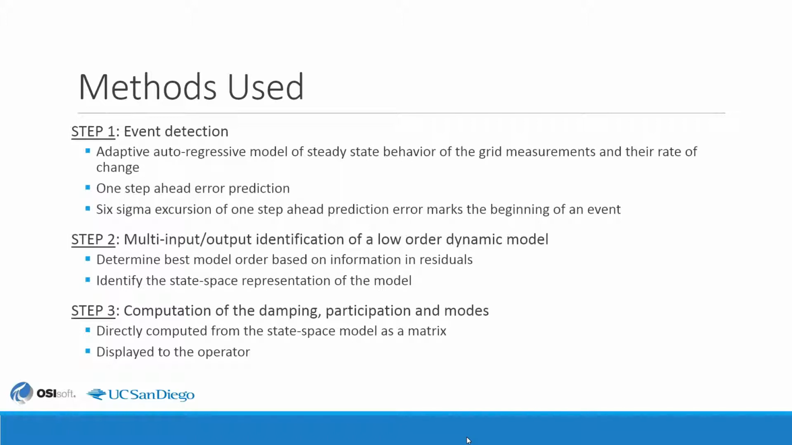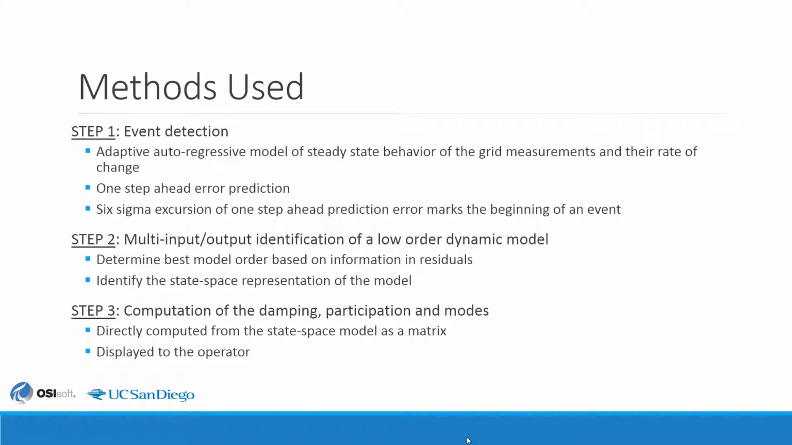We calculate the error between the predicted value and the measured value and determine if that prediction error is outside a band of 6 sigma. If it is, we declare this an event. The system marks the beginning of this event using pi event frames. The event is recorded, typically for 30 seconds after the first detection.